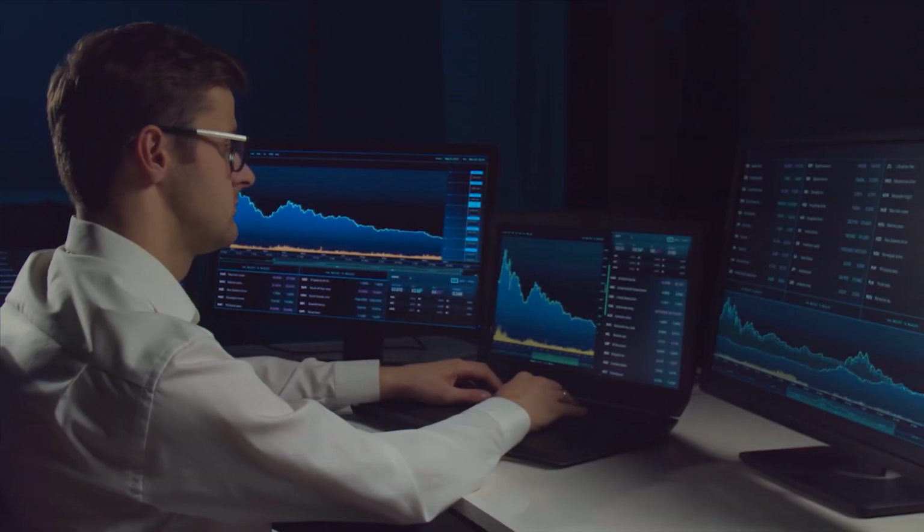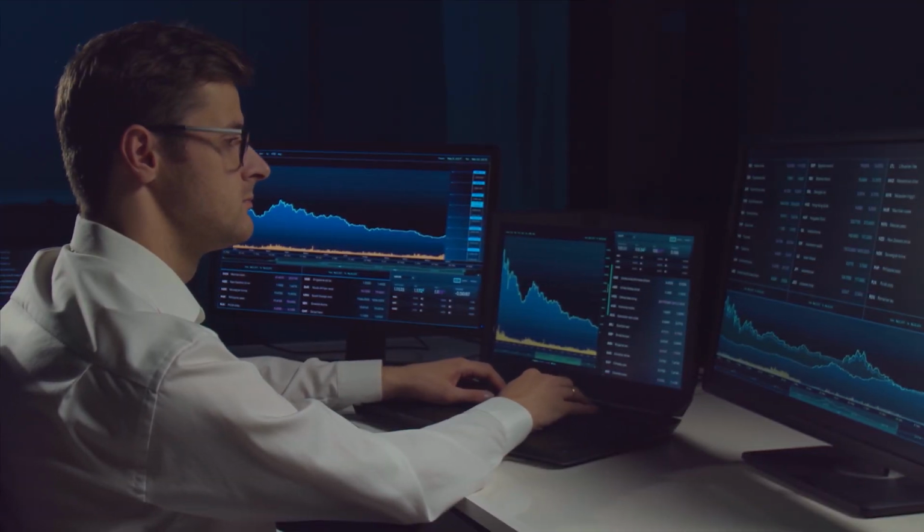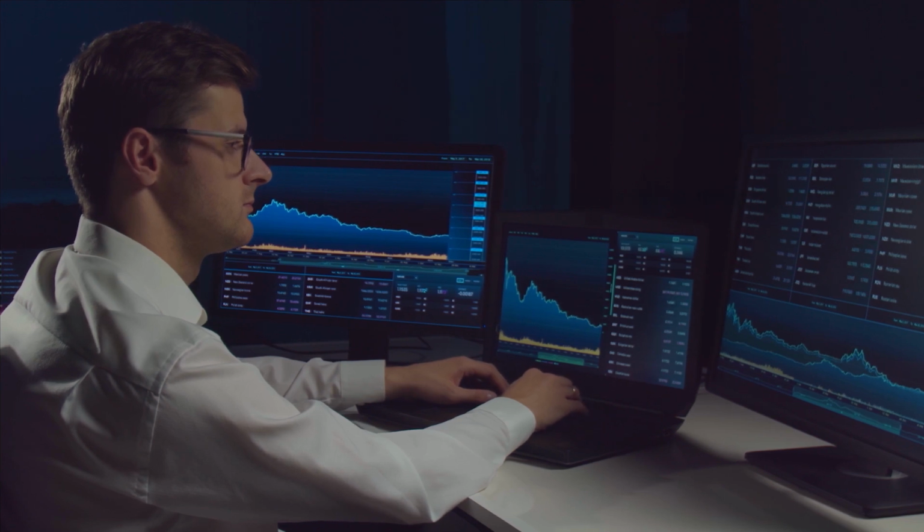Right now, the market looks quiet, but that silence usually means pressure is building. Smart traders don't rush. They observe, analyze, and prepare for the move before it happens.